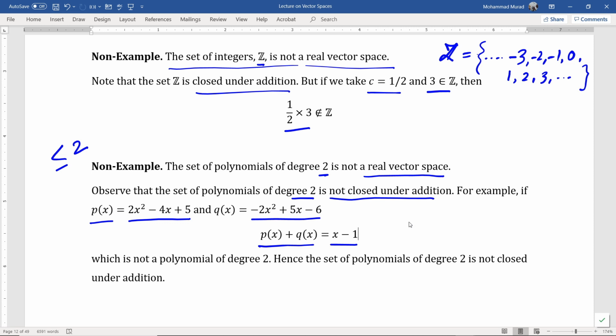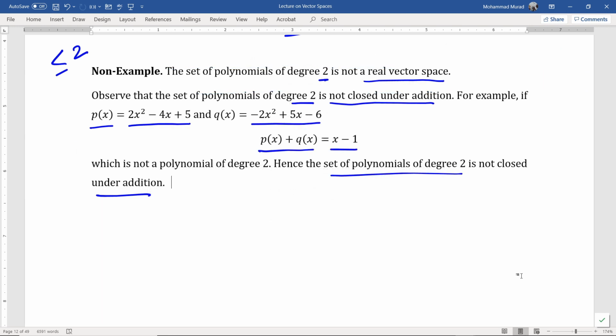So this polynomial is not in the set of polynomials of degree exactly equal to 2. Hence, the set of polynomials of degree exactly equal to 2 is not closed under addition. So it's not a real vector space. With this, we end part 2 of lecture 1.